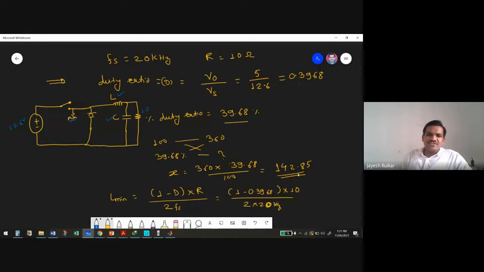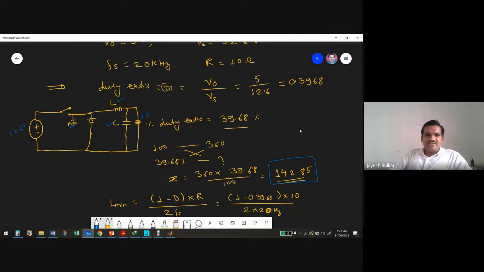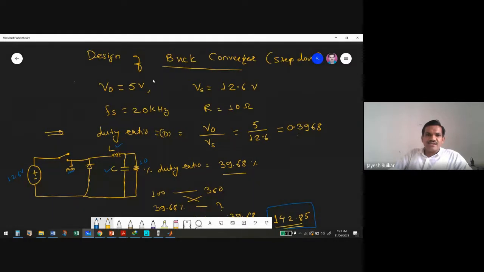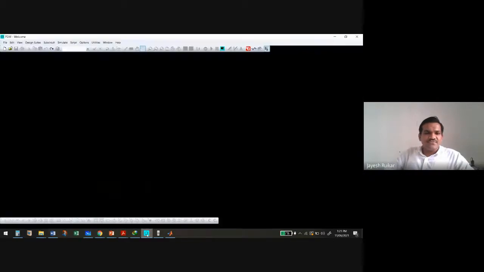Okay, so these are the three values. We'll put all three values in the circuit, and then we will analyze whether we get an output voltage of exactly 5 volts. We are designing a buck converter, or step-down converter. I will move to PSIM.